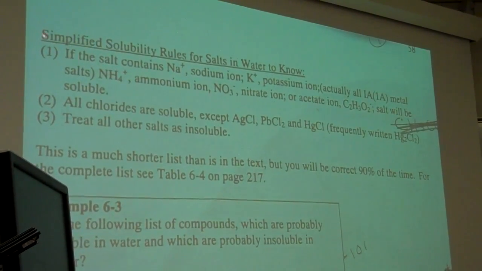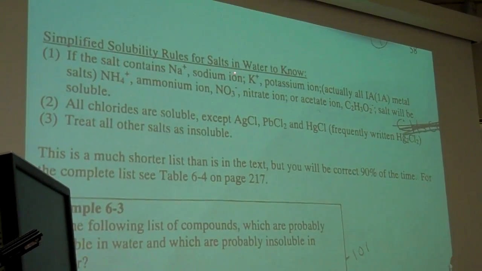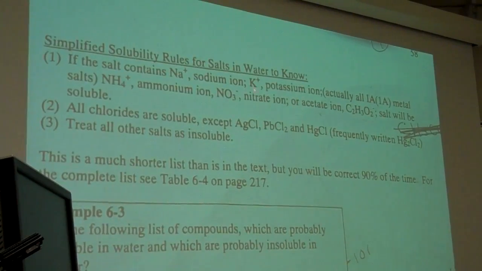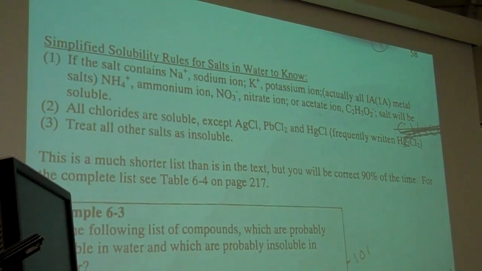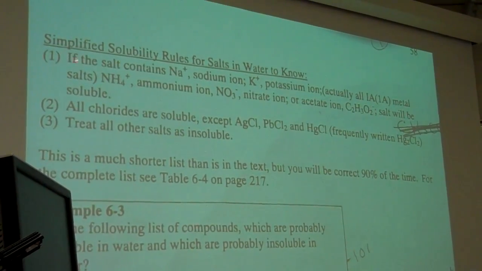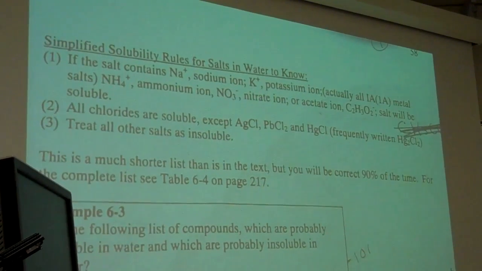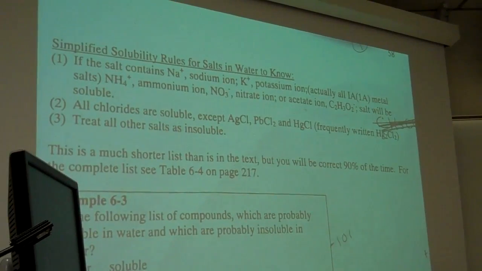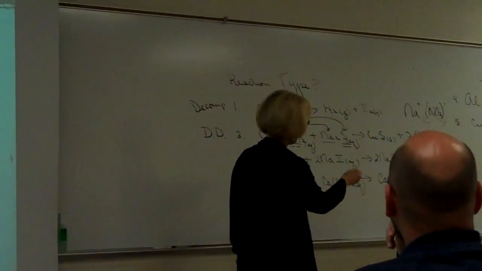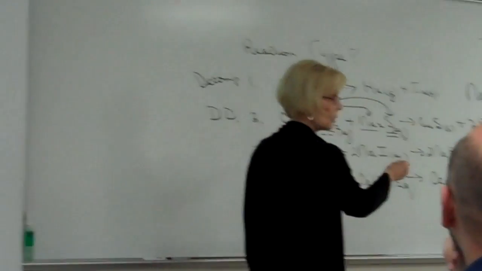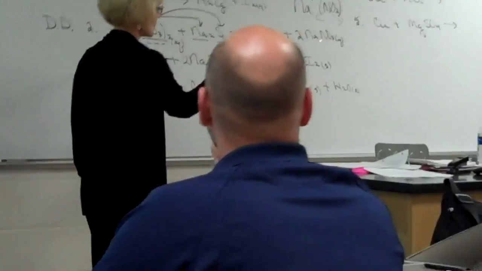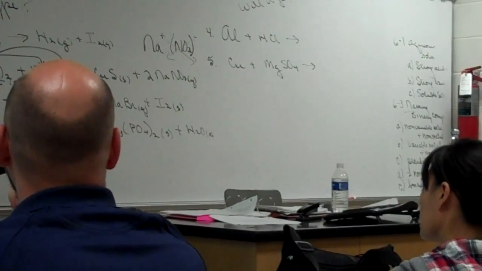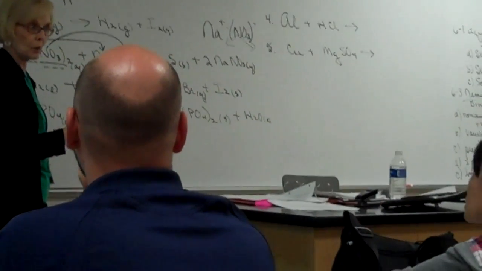But the simplified solubility rules for salts in water. If your salt contains sodium ion, potassium ion, actually any of the 1A metals, ammonium ion, nitrate ion, or acetate, the salt will be soluble. Okay, so right away, I know that's soluble. Rule 1, it's got a sodium. It also has a nitrate. Bingo, it's going to be soluble.